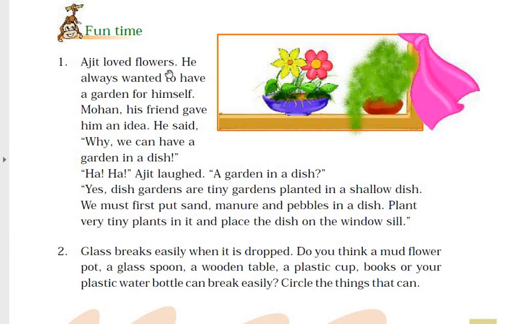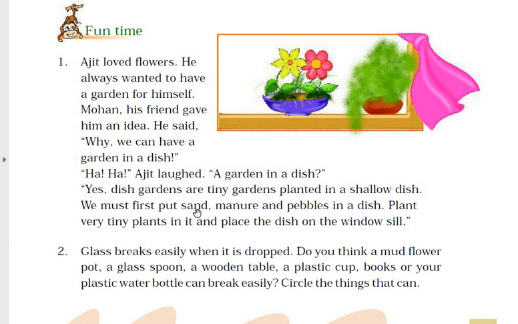Now Ajit loved flowers. He always wanted to have a garden for himself. Mohan, his friend, gave him an idea. He said, why, we can have a garden in a dish, in a bowl, or in something that is shallow. Okay, that is a deep or shallow utensil. So, haha, Ajit laughed. A garden in a dish? Yes, dish gardens are tiny gardens planted in a shallow dish.